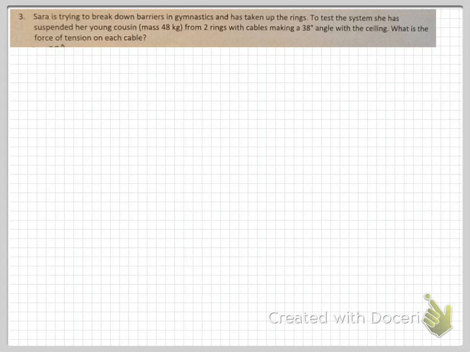Okay, our last problem is a force of tension problem, and we're told that Sarah is taking up the rings, and she has her young cousin suspended from 2 rings on cables that make a 38-degree angle with the ceiling. We want to know the force of tension on each cable. So let's start off with our free body diagram.